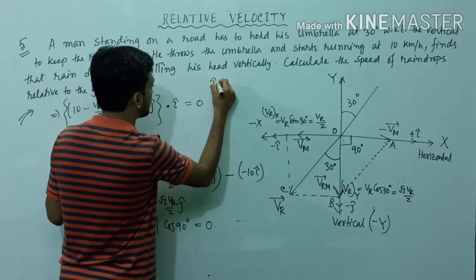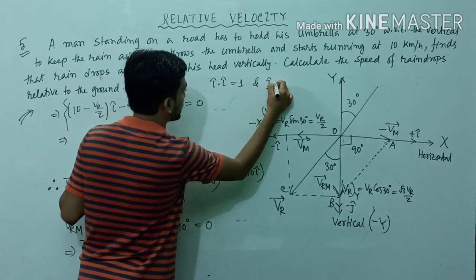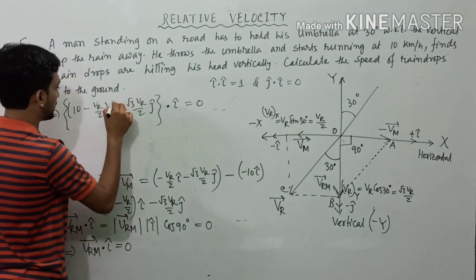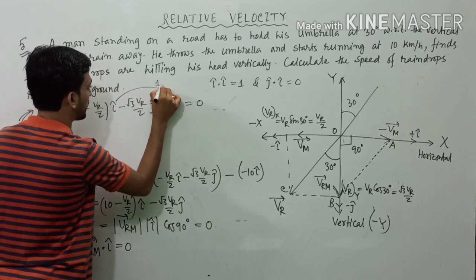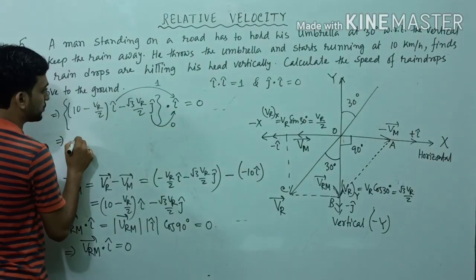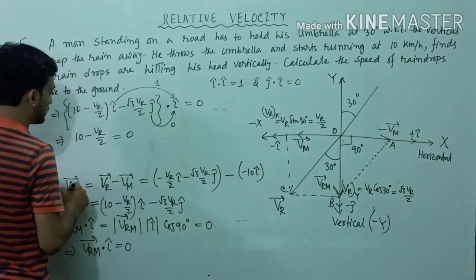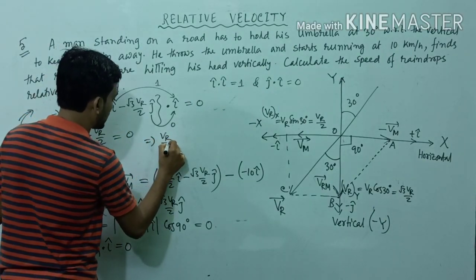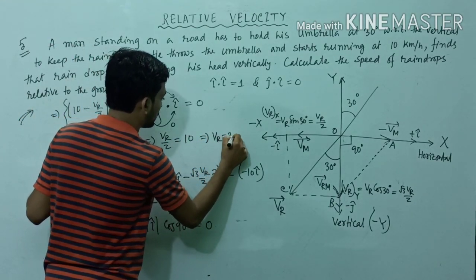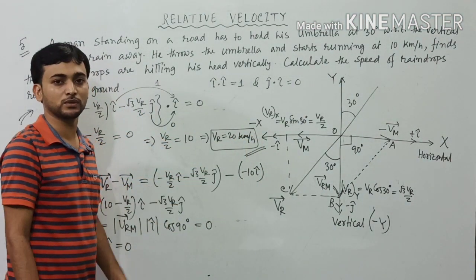But we know the property of dot product, i cap dot i cap equal to 1 and j cap dot i cap is equal to 0. Now if we apply these properties here, we will get what? i cap dot i cap will provide us 1 and j cap dot i cap will provide us 0. So we will get 10 minus Vr by 2 is equal to 0, implies Vr by 2 is equal to 10, implies Vr is equal to 20 km per hour. This is the velocity of rain with respect to the ground.